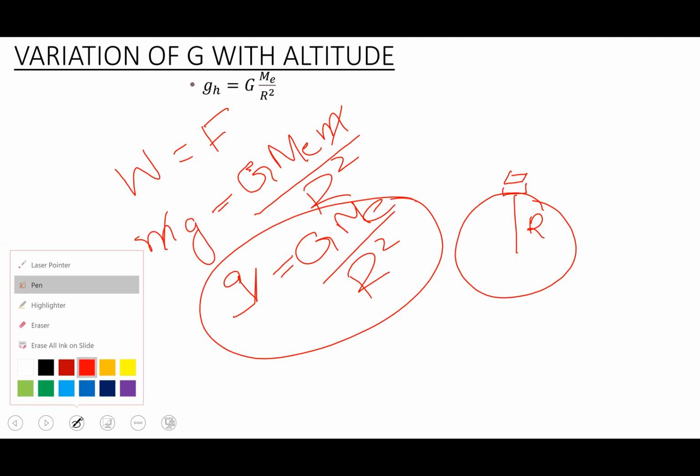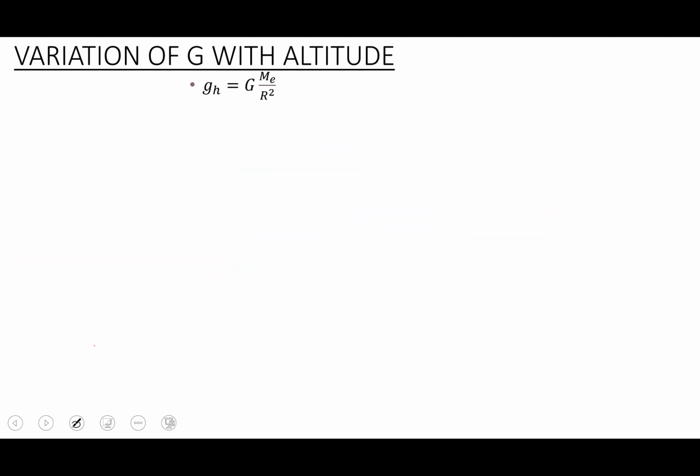So let's go through the slide again. This is the formula g, where g is the gravitational acceleration, is equal to G, the constant, having a value of 6.6 into 10 to the power minus 11 newton meter square divided by kilogram square, where M is the mass of the earth, which has the value of 6.0 into 10 to the power 24 kilograms, and r is the radius of the earth, which has the value of 6.4 into 10 to the power 6 meters.